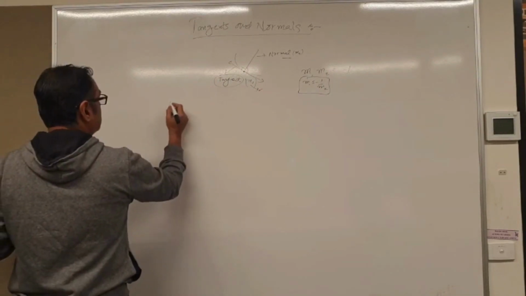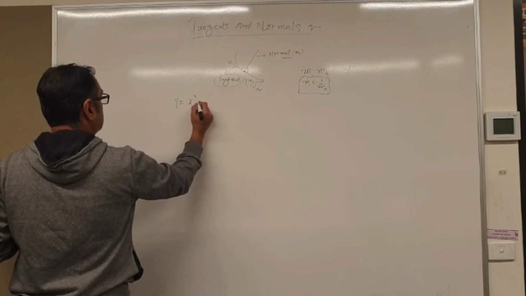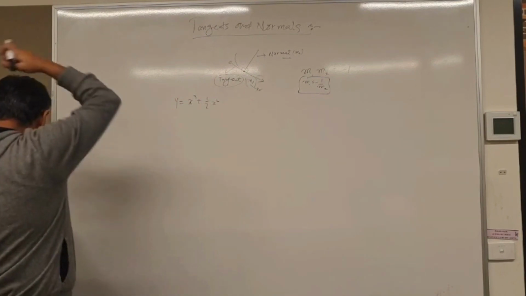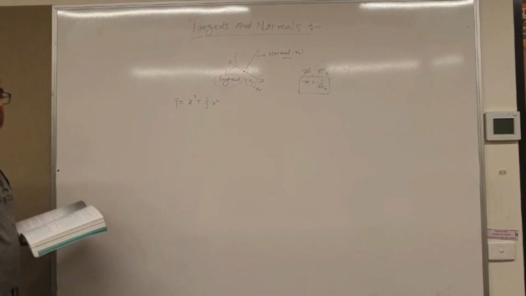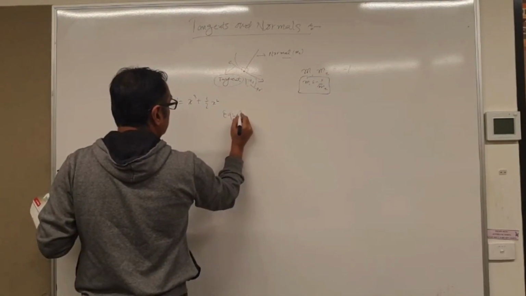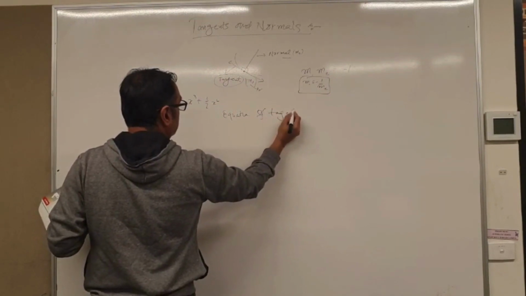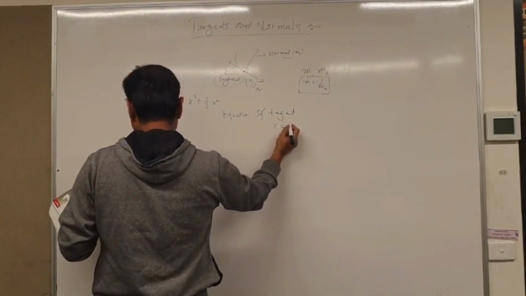So let's say I've got a curve y equals x cubed plus half x squared. So I have a cubic, and I'm asked to find the equation of the tangent at point x equals 1.